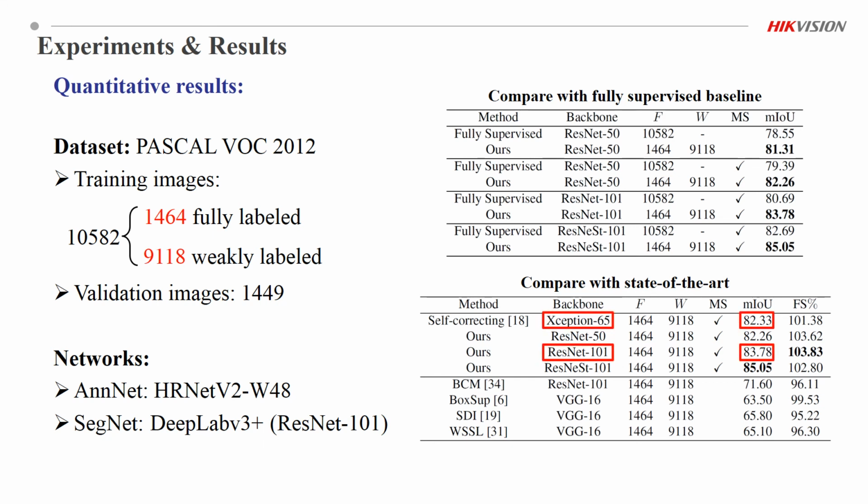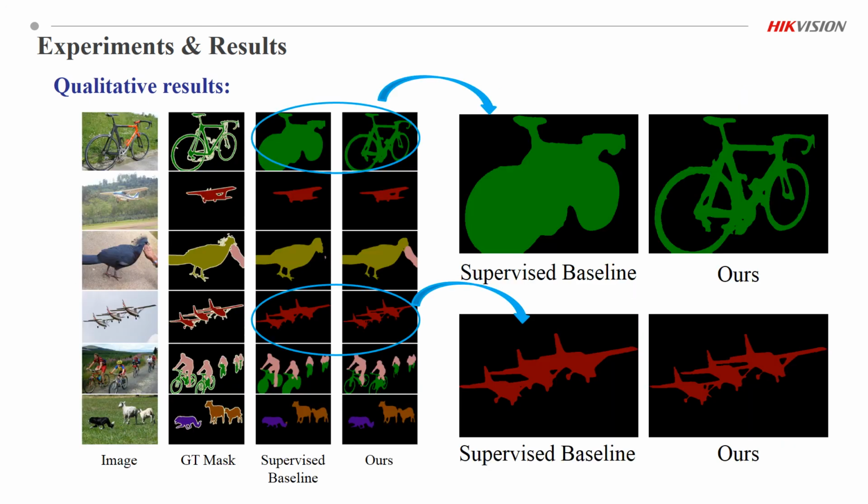We mainly compare our method with self-correcting, which also uses bounding box as a weak label. We can get a better result even with a weaker backbone. From the qualitative result, our method can produce more accurate segmentation results than fully supervised baseline.